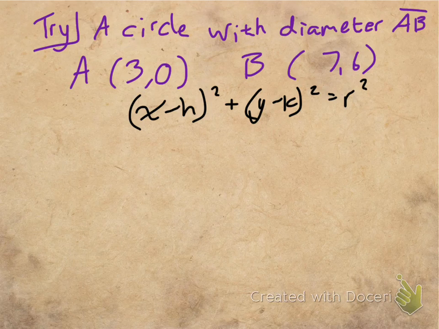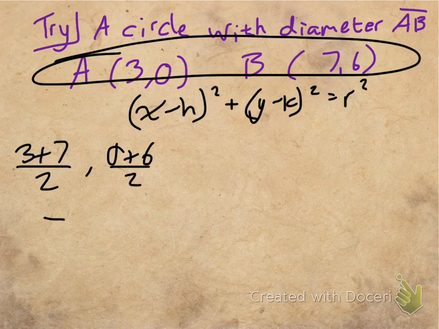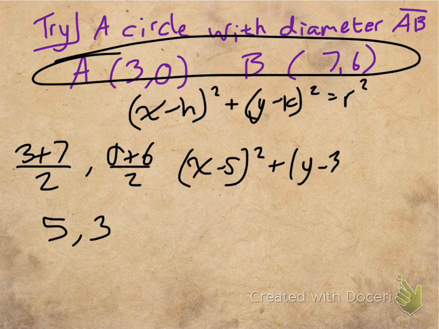Well, here's the strategy. The center is the midpoint of your diameter. So what's right in between 3 and 7? The average of 3 and 7, (3 + 7)/2, and then (0 + 6)/2 will give you 10/2, which is 5, comma, 6/2, which is 3. So I know it's going to be (x - 5)^2 + (y - 3)^2 = ... now I just need to know my radius.